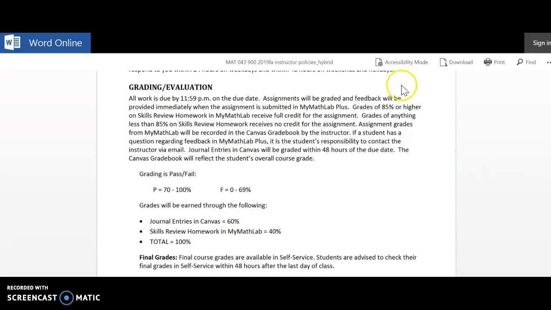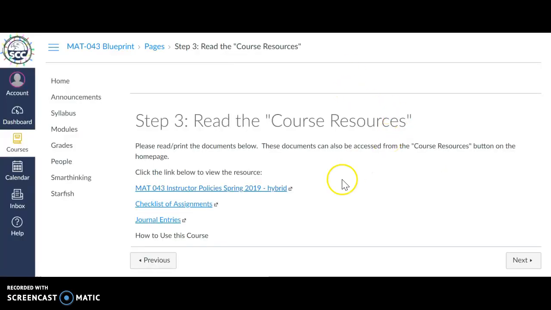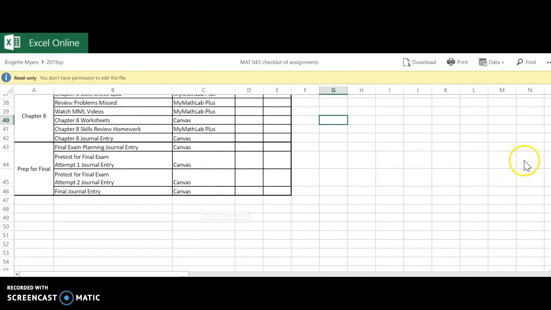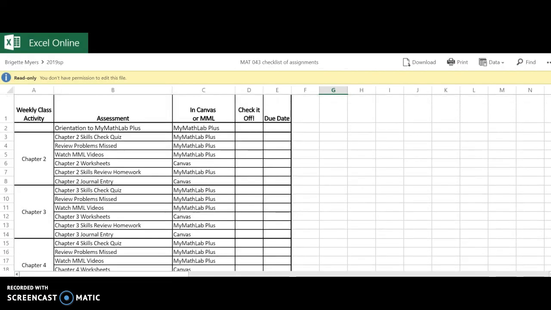All right, so those are the high points for the instructor's policies. Make sure you read that in full. Back to the course resources, the checklist of assignments. This is an extremely important document that you should print and follow. Follow this closely as it contains a list of every assignment for the course along with the due dates.